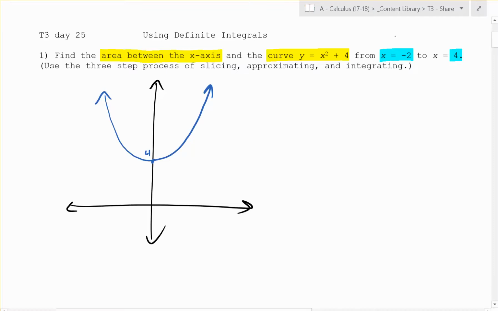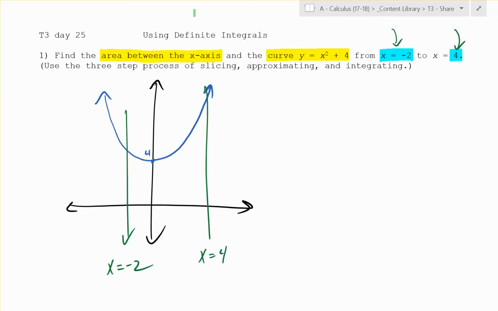We're going to evaluate this from x equals -2 to x equals 4. So that's approximately right, like right here, x equals -2 to x equals 4. Again, not perfectly to scale, but it gets the point across. What area are we looking at? We're looking at this area right there.